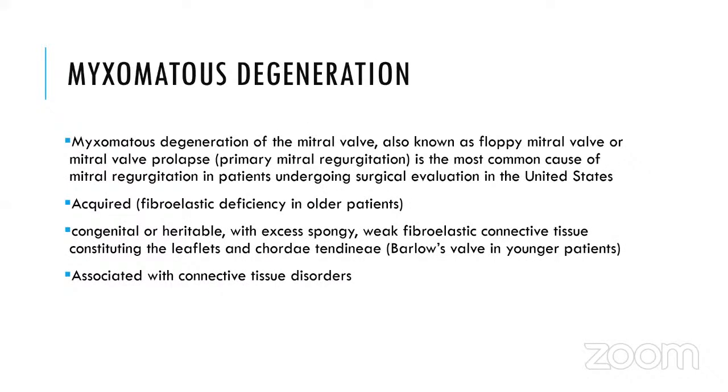So we'll talk about myxomatous degeneration, which is known as a floppy mitral valve or a mitral valve prolapse, which is the most common cause of mitral regurg in patients undergoing surgical evaluation in the US. It can be both acquired and congenital, acquired in patients with fibroelastic deficiency in the elderly, or it can be a congenital disease such as people with weak fibroelastic connective tissue, such as Barlow's valve in young patients, or it can be associated with connective tissue disorders such as Marfan syndrome.